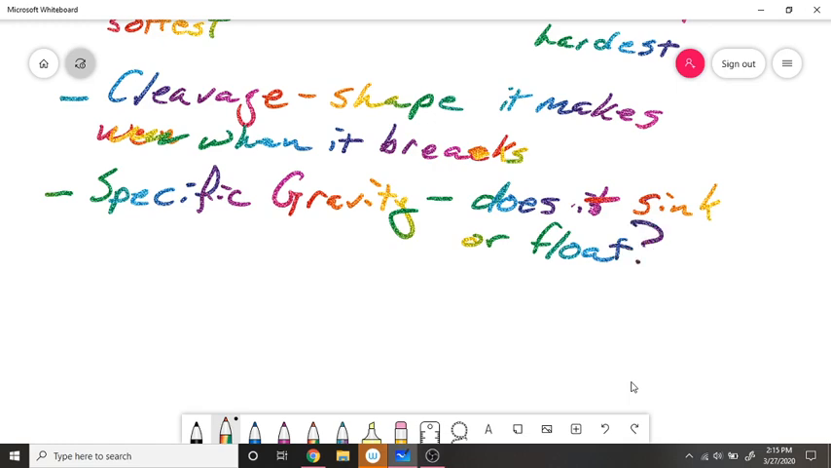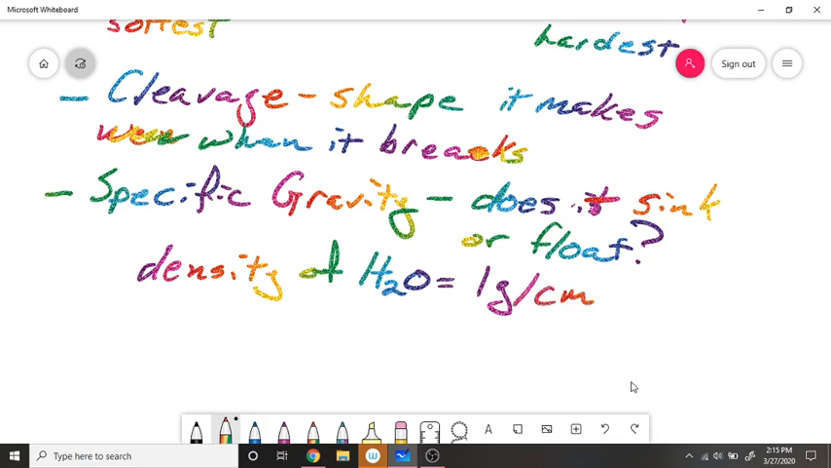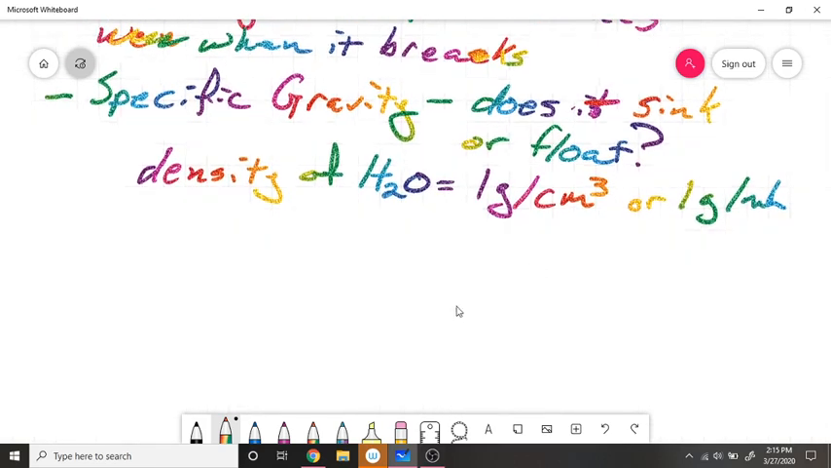So I said the density of water is equal to 1 gram per centimeter cubed, or 1 gram per milliliter of water. Okay? How does everything else relate back to the density of water? So what they want to know, does it sink or does it float? Is it more dense than water or is it less dense than water?